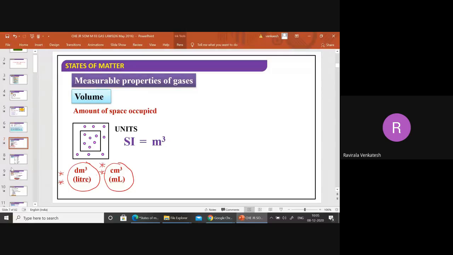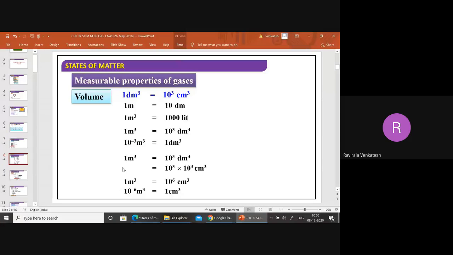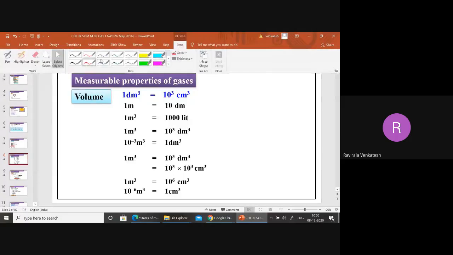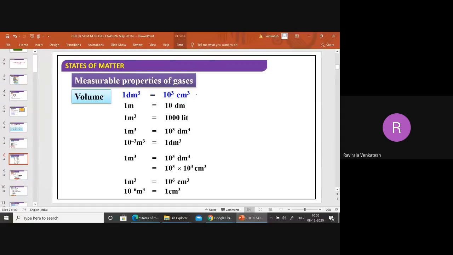Next. I think everything you know in physics will be there in everything. 1 decimeter cube, deci means 10 to the power of minus 1, cubed, we can write in terms of centimeter. This is also useful for you. 1 decimeter cube is equal to 10 to the power of 3 centimeter cube. 1 meter is equal to 10 decimeter. 1 meter cube is equal to 1000 liter. 1 meter cube is equal to 10 to the power of 3 decimeter cube. Sometimes they are taken reversely like this. Otherwise, 10 to the power of minus 6 meter cube is equal to 1 centimeter cube. 1 meter cube is equal to 10 to the power of 6 centimeter cube.